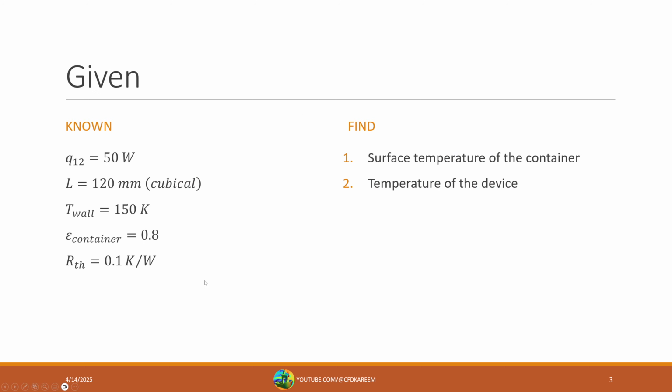So looking at our knowns, we're told that Q12, or the wattage, is 50 watts. We know that the length of each side of the cubical container is 120 millimeters. The temperature of the wall of the space shuttle is 150 degrees Kelvin, and the emissivity of the container is 0.8. We're also given the thermal contact resistance between the device and the container, which is 0.1 degrees Kelvin per watt. So the two things we want to find are the surface temperature of the container as well as the temperature of the device inside the container.